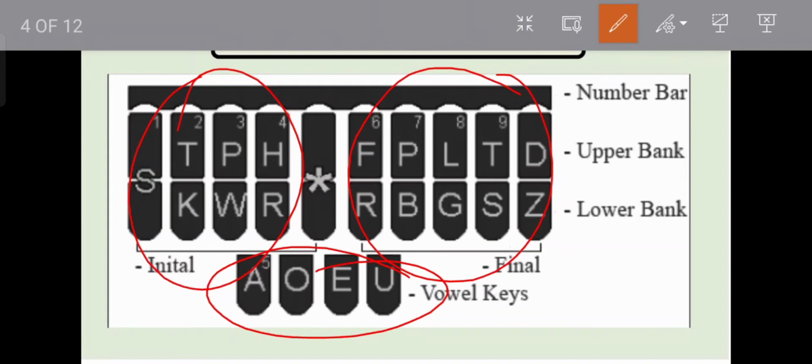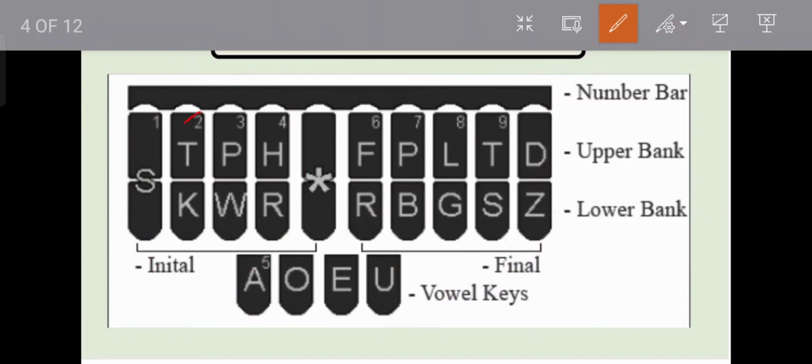Okay, so for example, the word tap. Here, initial T, vowel A, and final P. So that's tap. But then you have to press it simultaneously to create a word. Unlike on your computer or typewriter where you type T, A, then P one by one. So it's not like that. You have to press it simultaneously, which means at the same time.